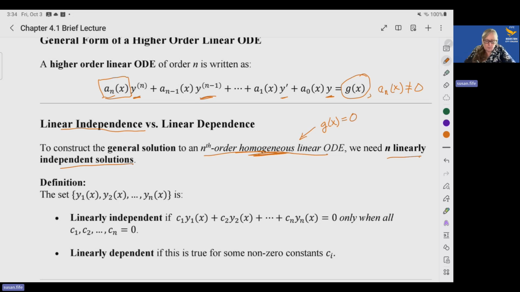And we're going to start by looking at cases where we have constant coefficients. Constant coefficients means that these a sub n of x, a sub n minus 1 of x, and so forth, are constants. So C1, C2, and so forth.